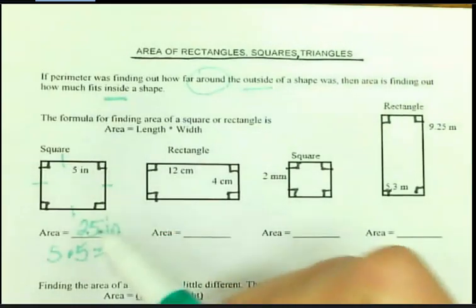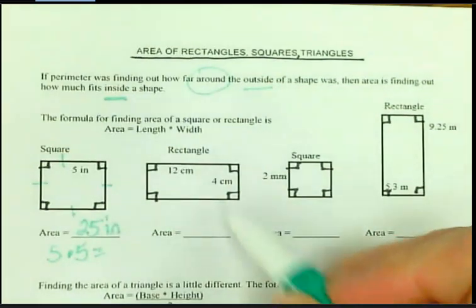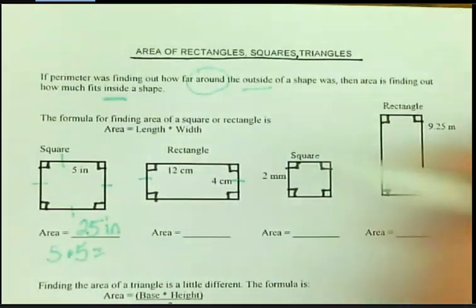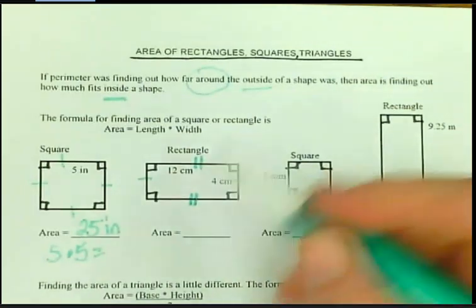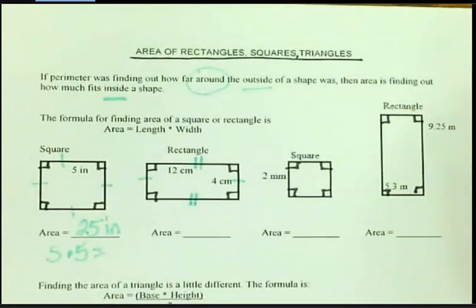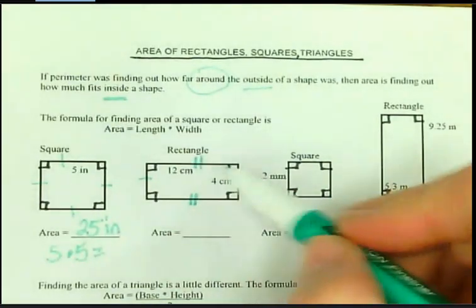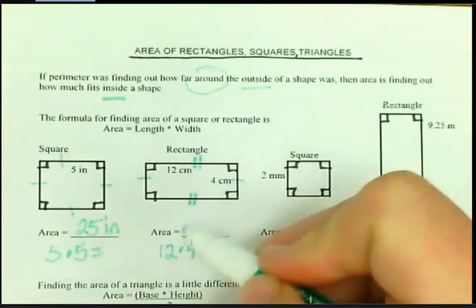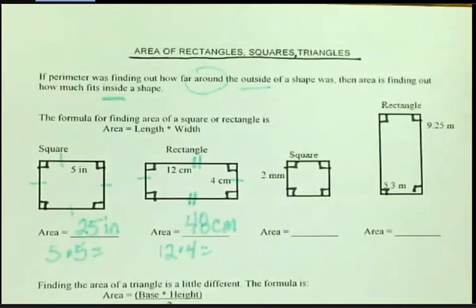So length times width is 5 times 5 for a square. For a rectangle, we know that we have this side and this side are equal. And this side are different from the first pair, but they are also equal. So length times width, well, 12 times 4. 12 times 4 equals, that's right, 48 centimeters. That's it.